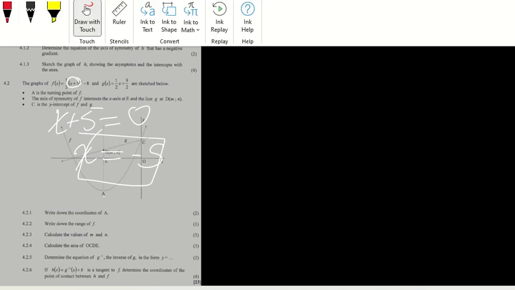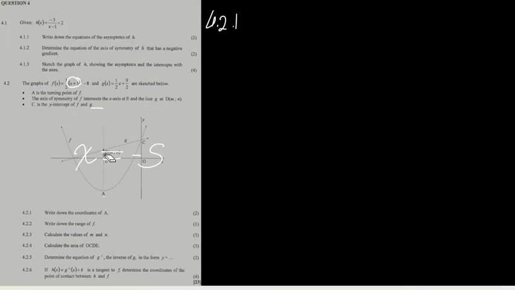So write down the coordinates of A. Here you have this function, right? To write down the coordinates of A, you take the thing that is inside, which is x plus 5, and equate it to 0. Solve for x, so you get x is equal to negative 5. But you don't have to show these workings. I was just telling you about finding the value of x.